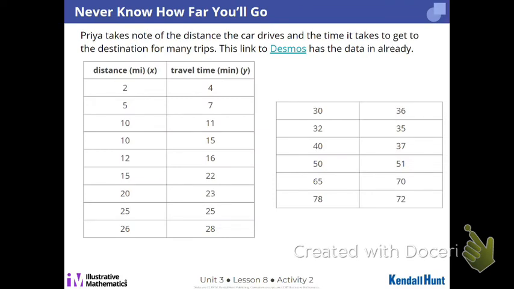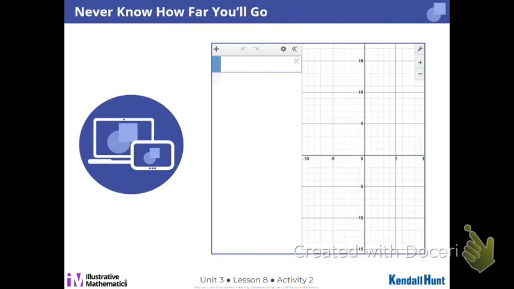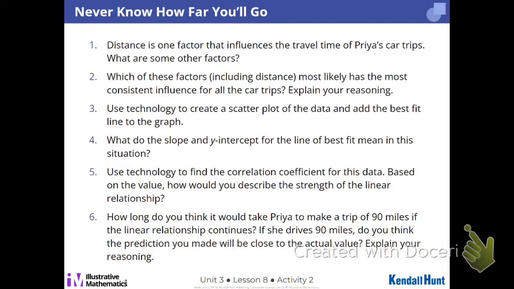Okay. So, right here, we have Priya. Priya is usually a pretty good go-to math friend. But Priya recorded distances a car has gone and how long it took to go that far. So for number 1, we're going to roll through some of these together because I don't think these are big, crazy questions. Distance is definitely a factor. What other factors might influence the time it takes to travel somewhere in a car? Will, give me one.